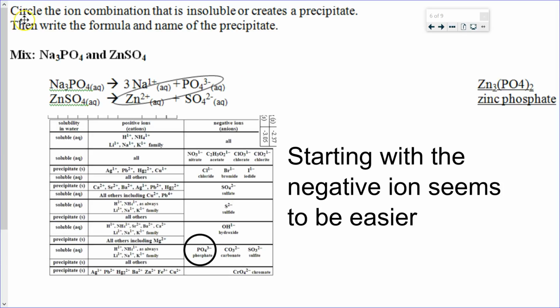And the goal of this is we're mixing two solutions. Okay, in this first example, we're going to mix some sodium phosphate and some zinc sulfate. And the question is which of these combinations of positive cations and negative anions is going to give us a precipitate, a solid? So what we have to do is we have to look at the possible combinations. Again, we're going to kind of switch partners. Okay, so we're really going to look for a sodium and a sulfate in our chart, and we would look for a zinc phosphate in our chart.